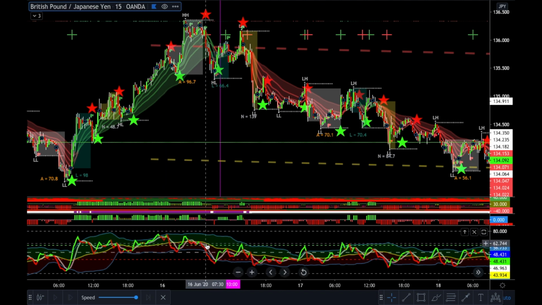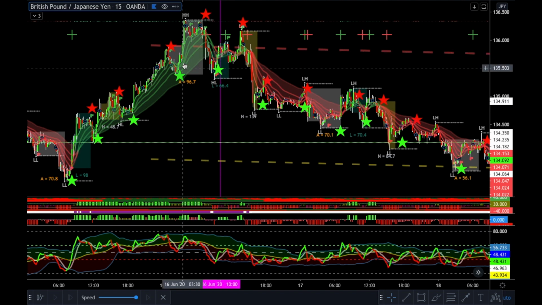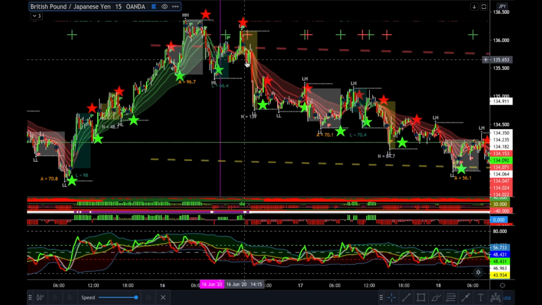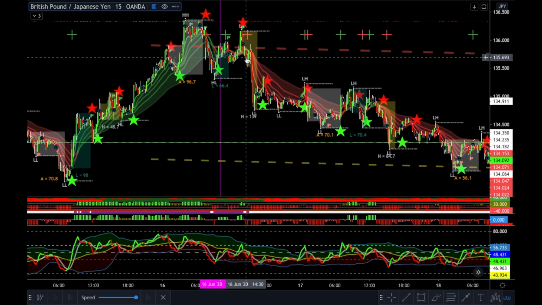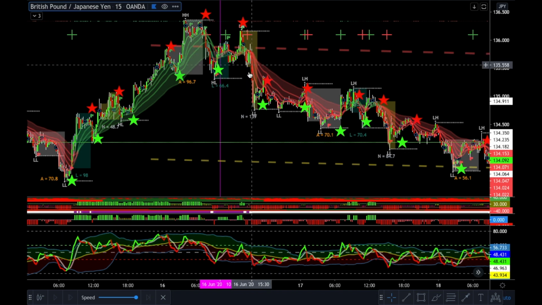You would have thought you could have entered here, but no, as I can see, I'm still above even the Pip Hunter baseline overlay. I would have waited. My entry was New York session, London or New York session. I would have seen that there was a crossover again here. Pip Hunter baseline was turning red.